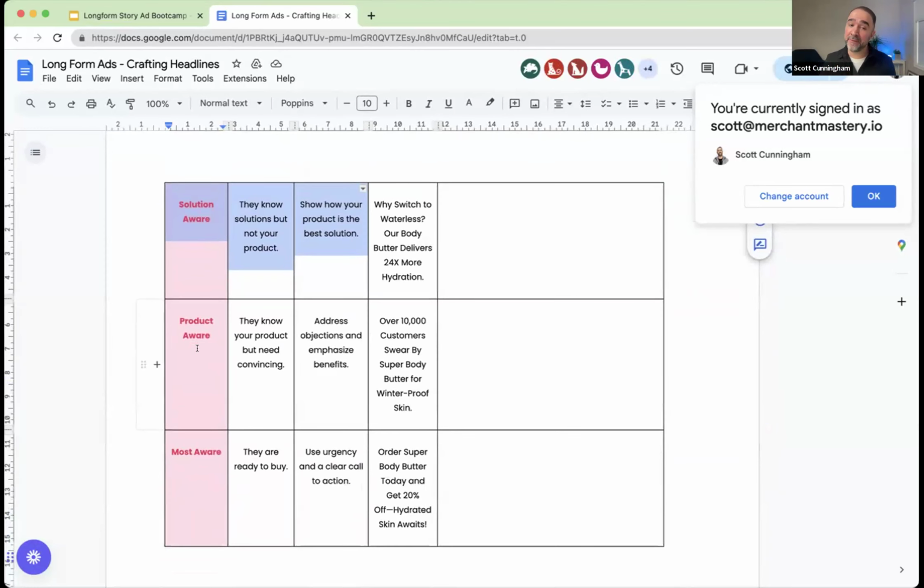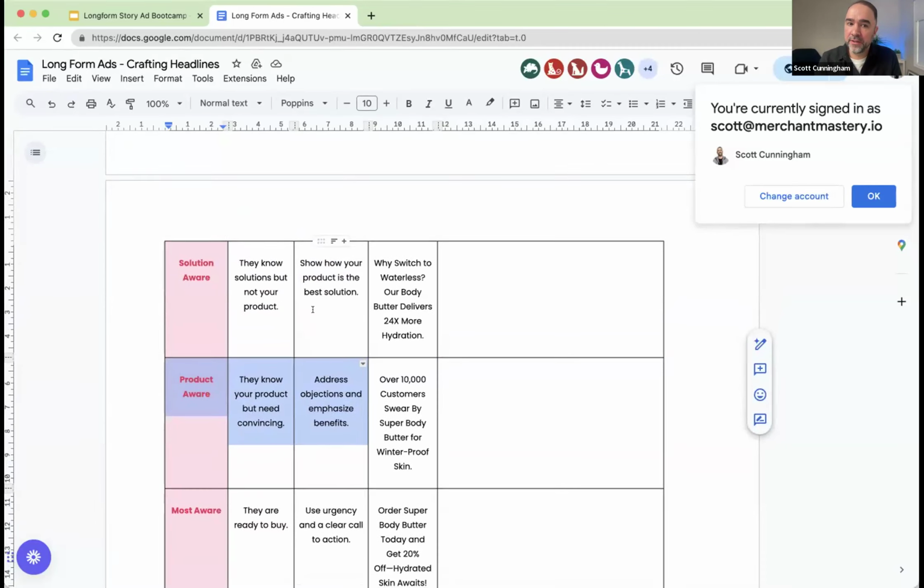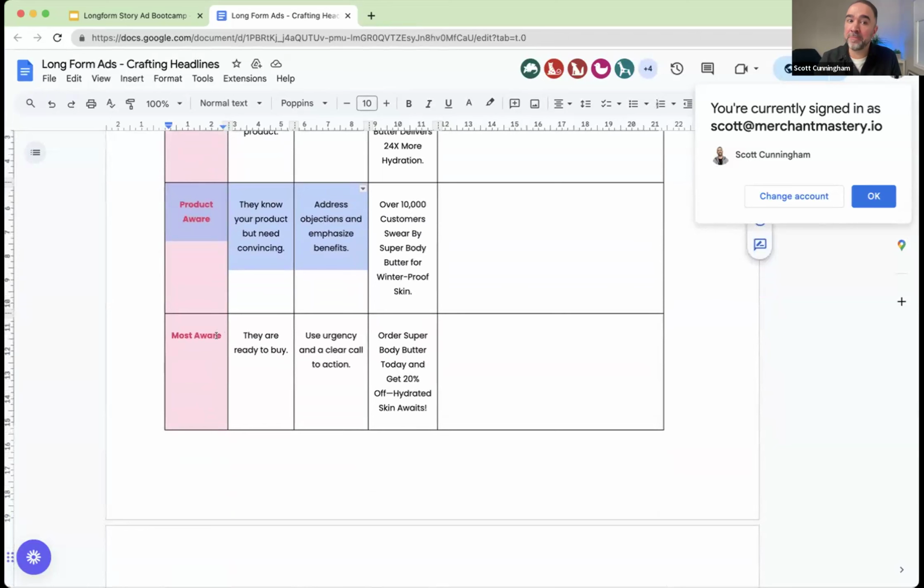Okay, so I'm going to be giving you tips on how to write headlines and hooks for these people too, which you're going to be able to use in your Black Friday campaigns. You're going to be able to use it in your email campaigns. But for the purpose of the long form story ad, it's going to be the top three. Okay. And then the most aware, these are the people who are bought in. They're actually ready to buy. They just need a little nudge.